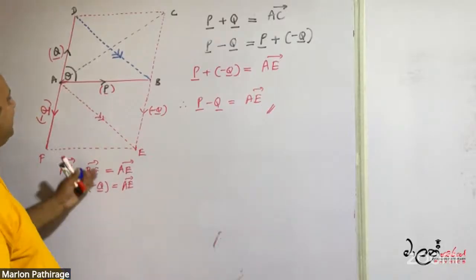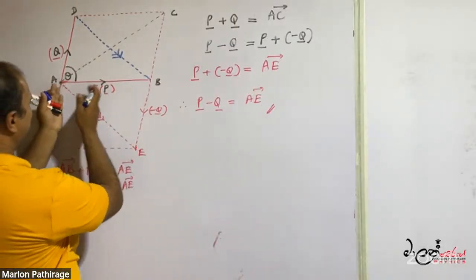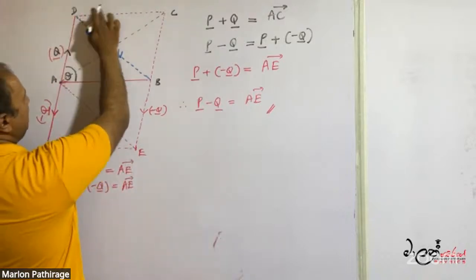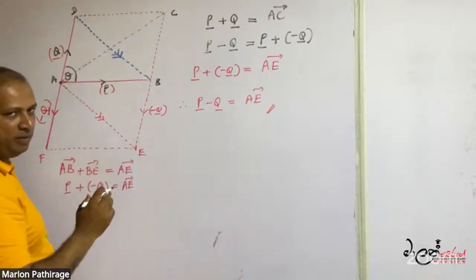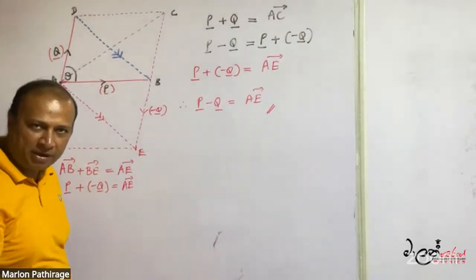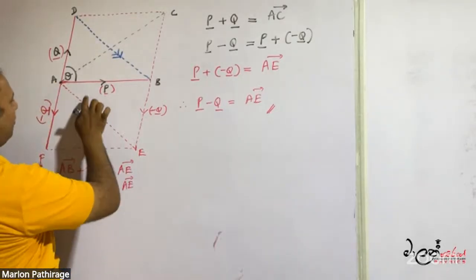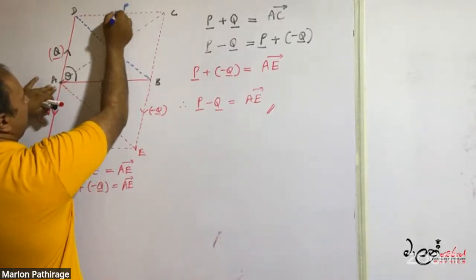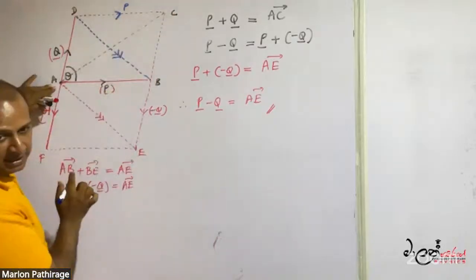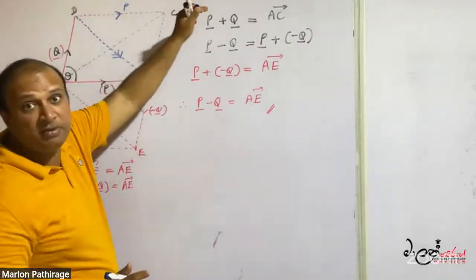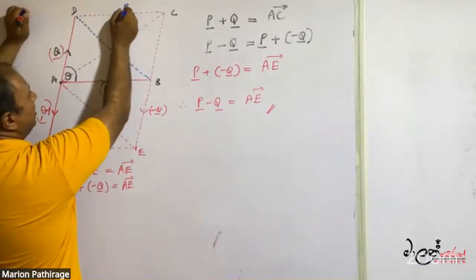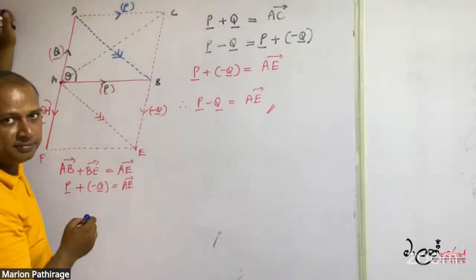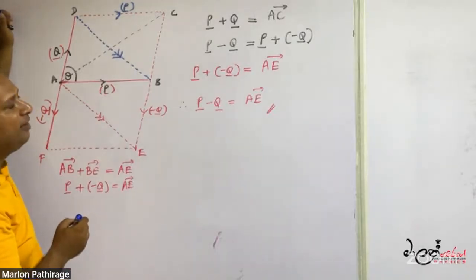Now it is very clear, Bhute. This is the AB vector. DC and AB are equal and parallel sides. Therefore, if I represent a vector from DC, that should be equal to P.